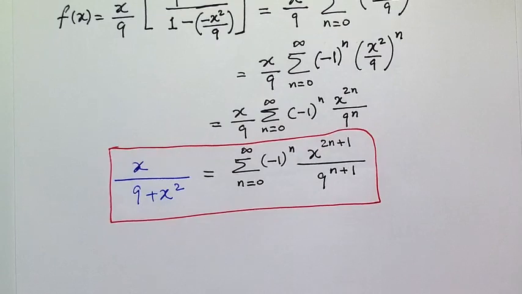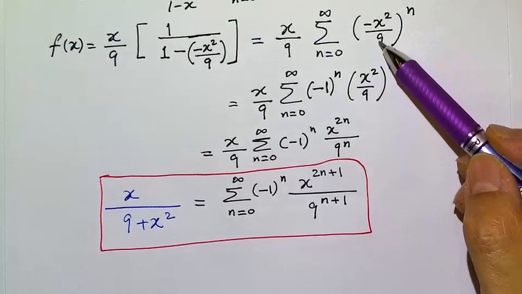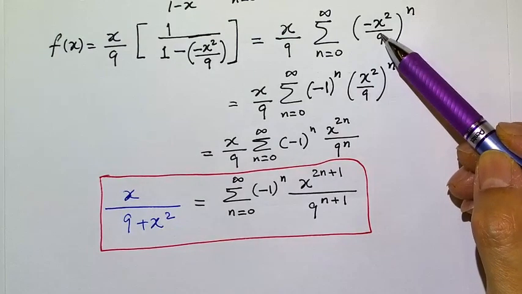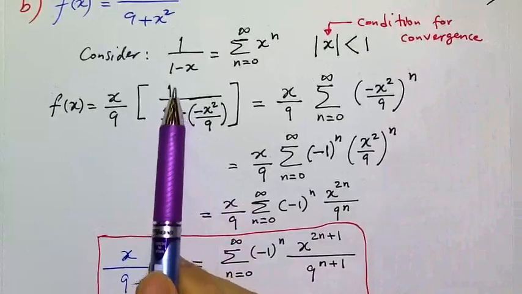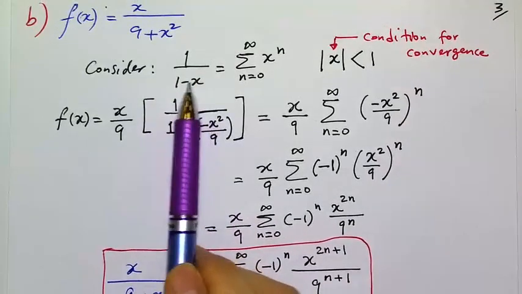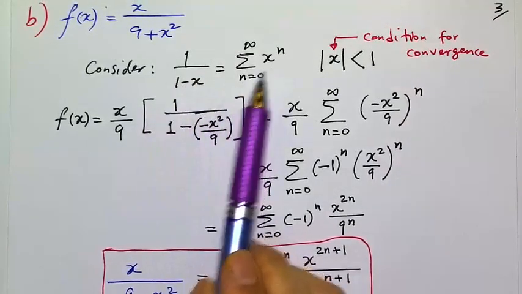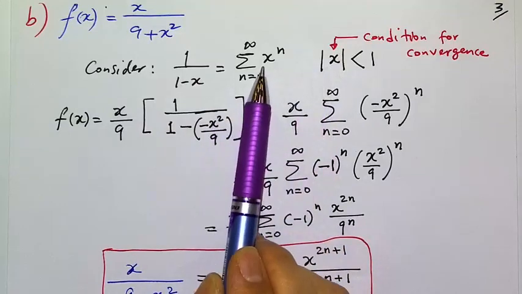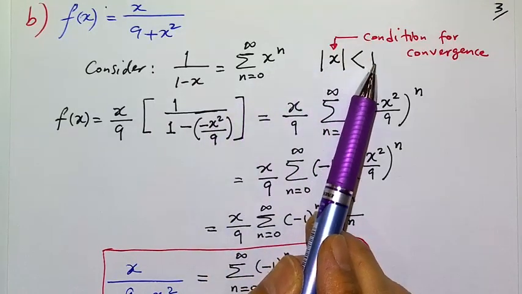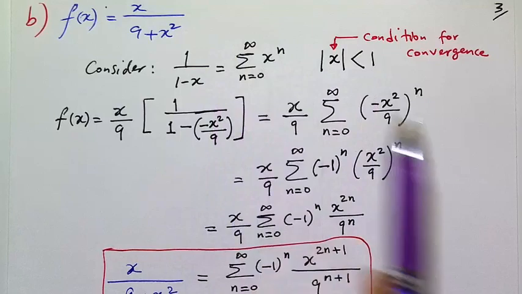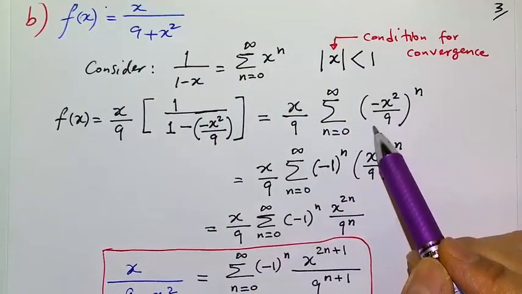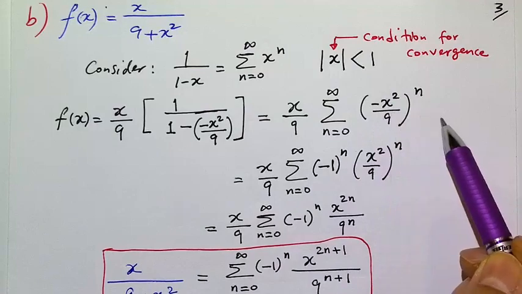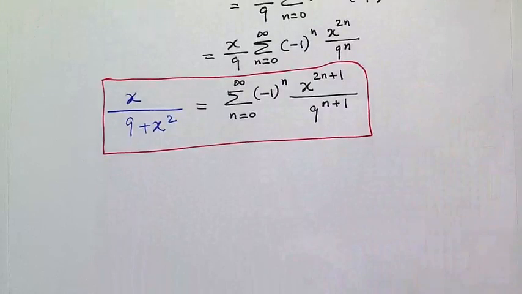Okay, now we need the radius of convergence. Well, the radius of convergence we can get from here, right? This quantity, remember for our base function and the associated power series, the absolute value of x had to be less than 1 for this series to converge. So for this series to converge, the absolute value of this quantity has to be less than 1. So let's write that down.